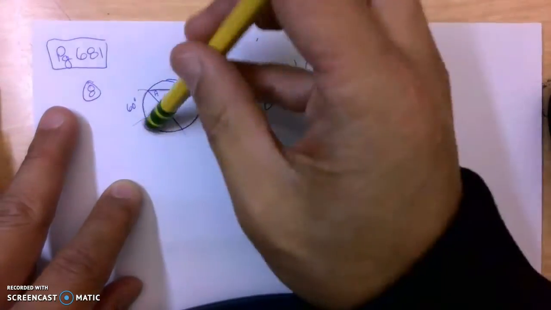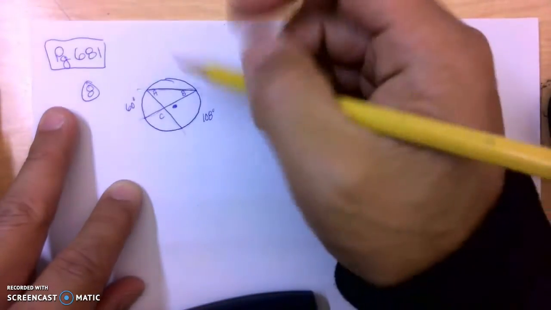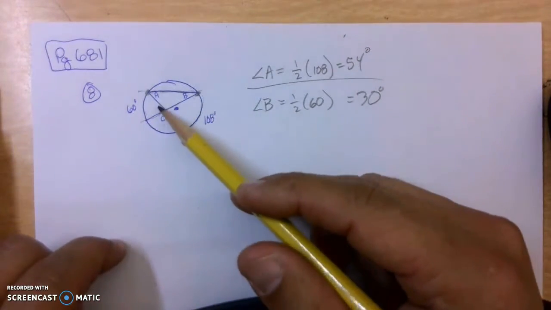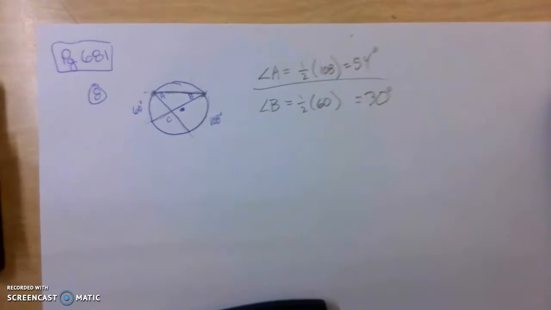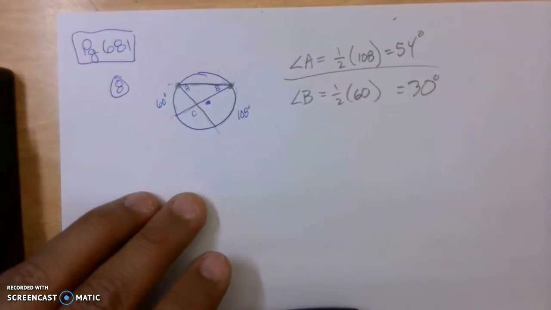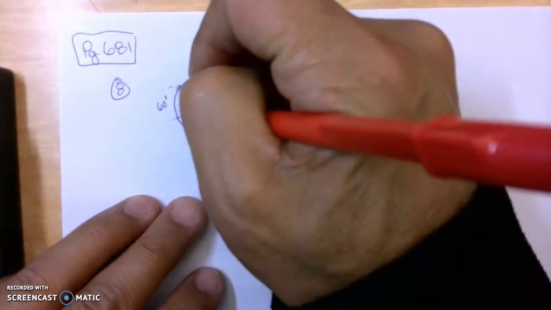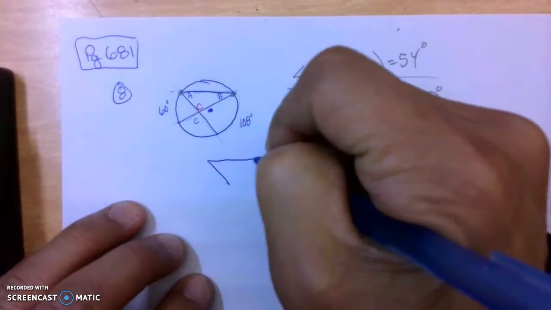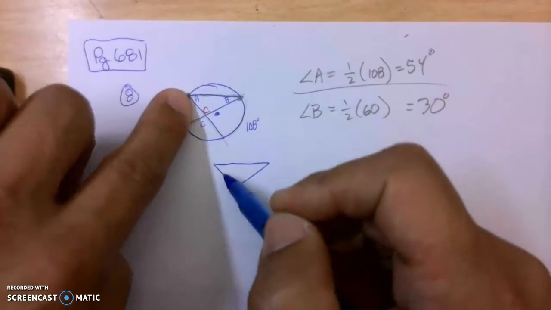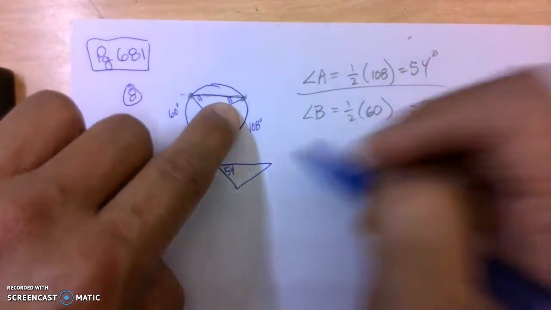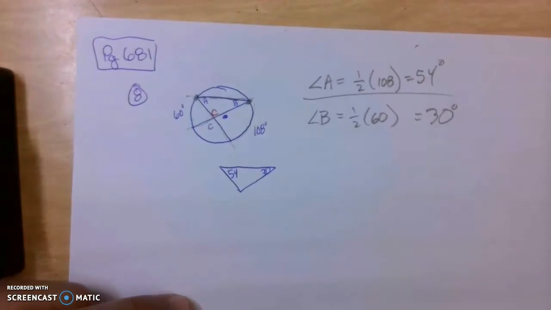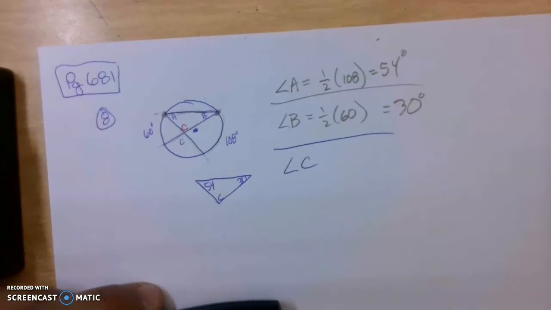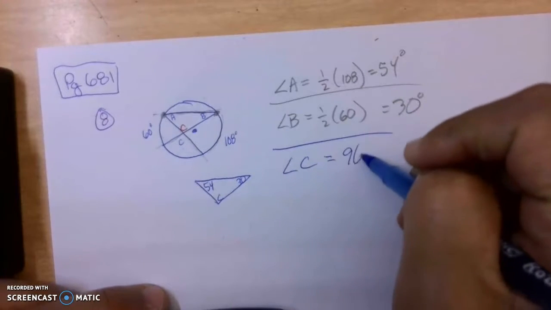And then angle C. Now angle C is not an inscribed angle, because A and B were inscribed angles. They were literally on the circle. Angle C is kind of floating in the middle of the circle. It's not a central angle, it's just in the middle. But what we do know is from vertical angles, if this is angle C, this is also angle C, because vertical angles are equal. And then this triangle, all triangles add up to 180. There's angle A, which we know is 54 degrees. There's angle B, which we just discovered to be 30 degrees. And so if all triangles add up to 180, you can just do 180 minus the 54 and minus the 30 to get angle C, which is 96.